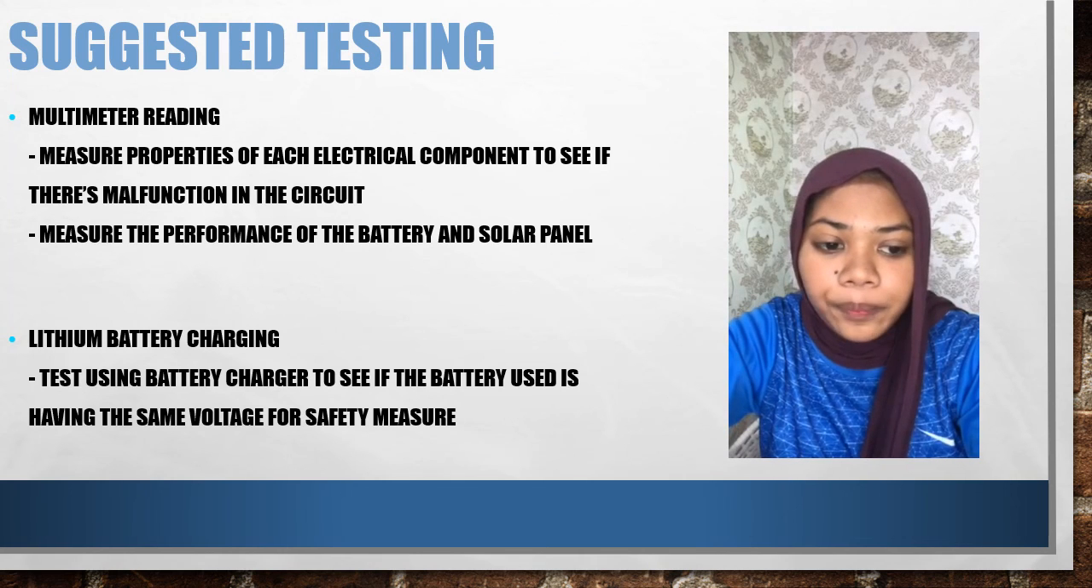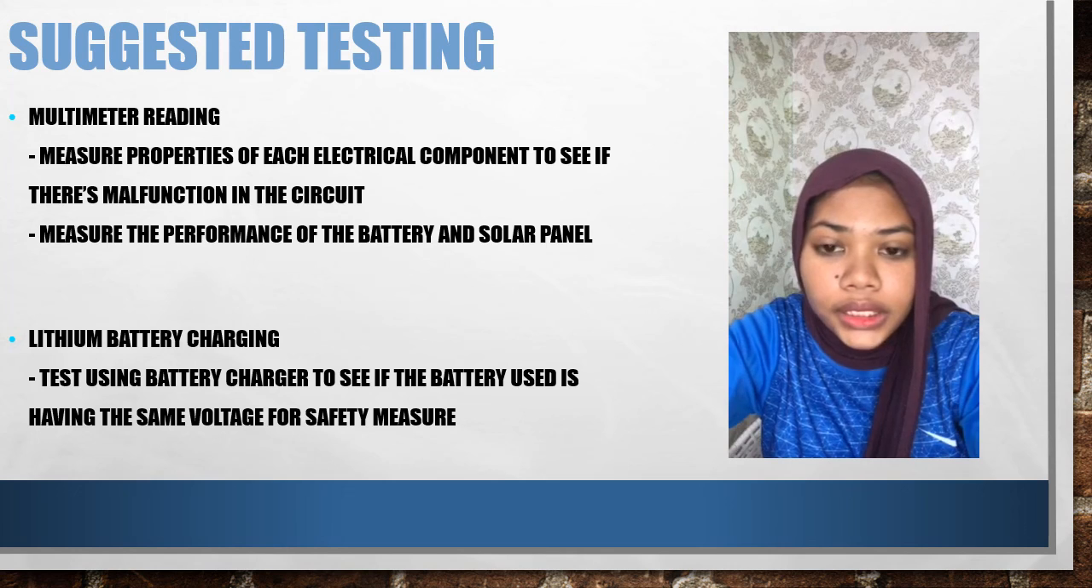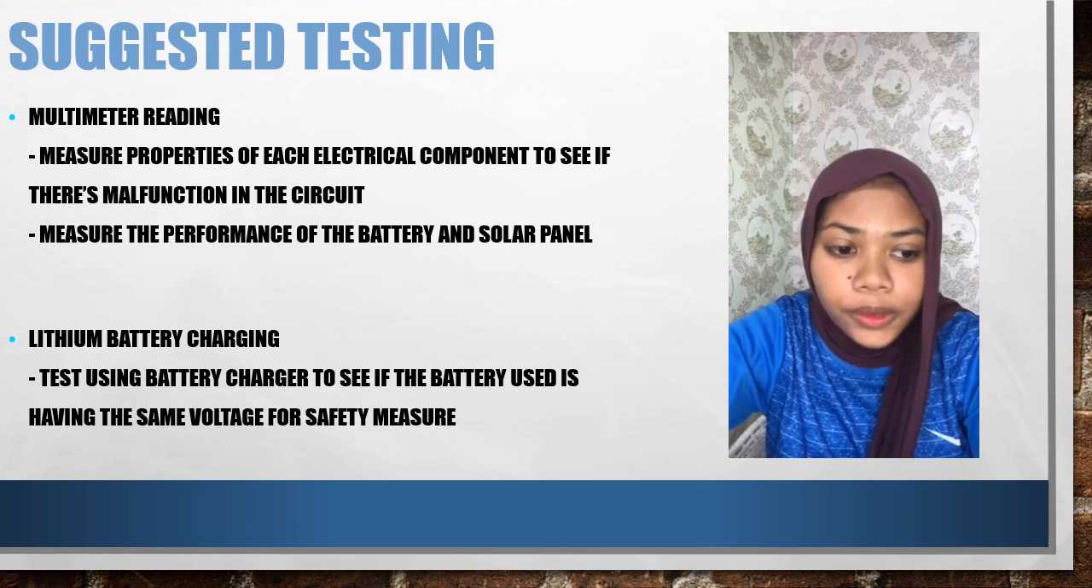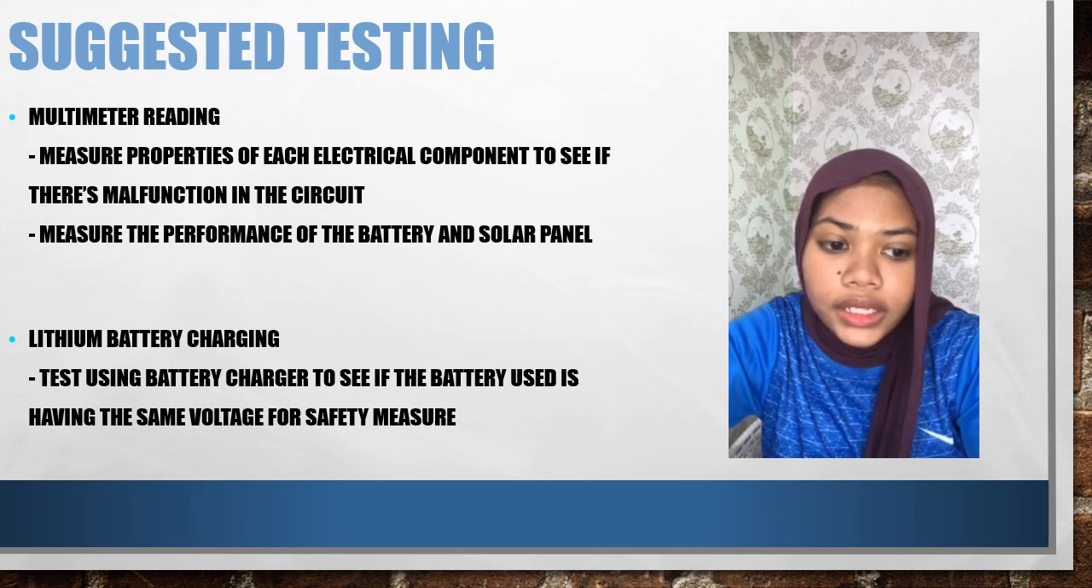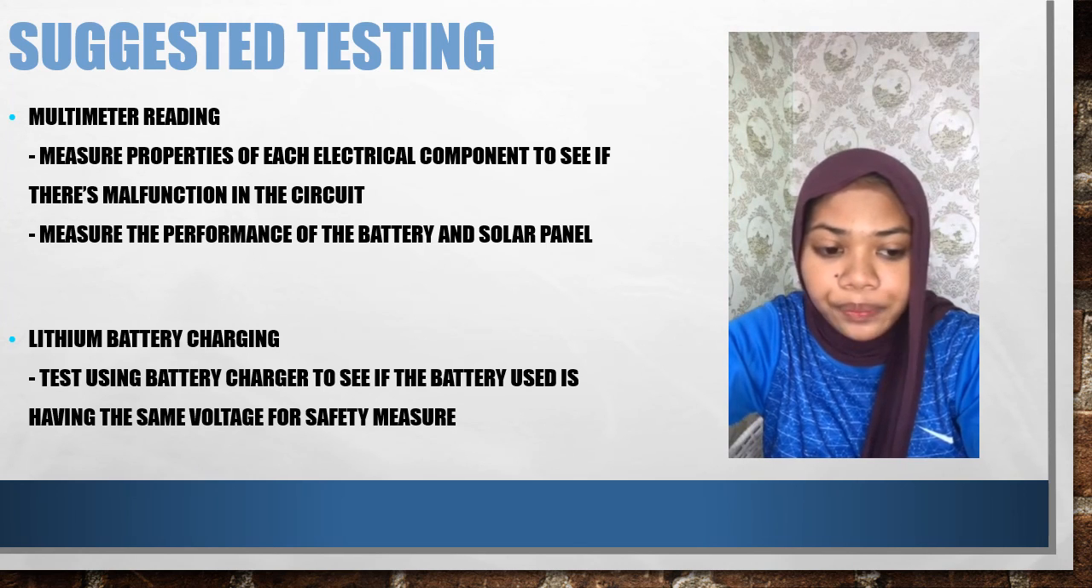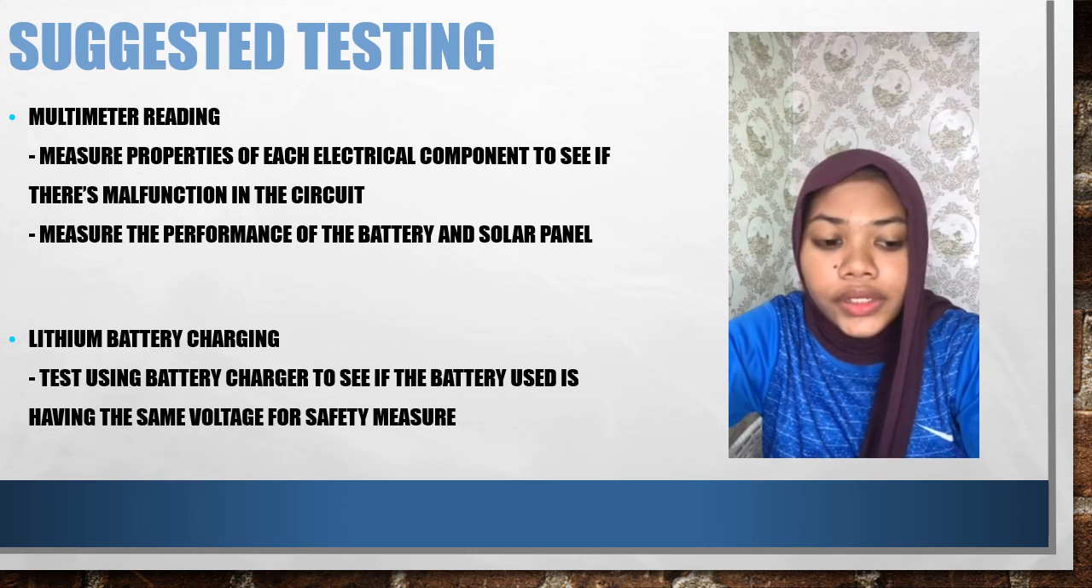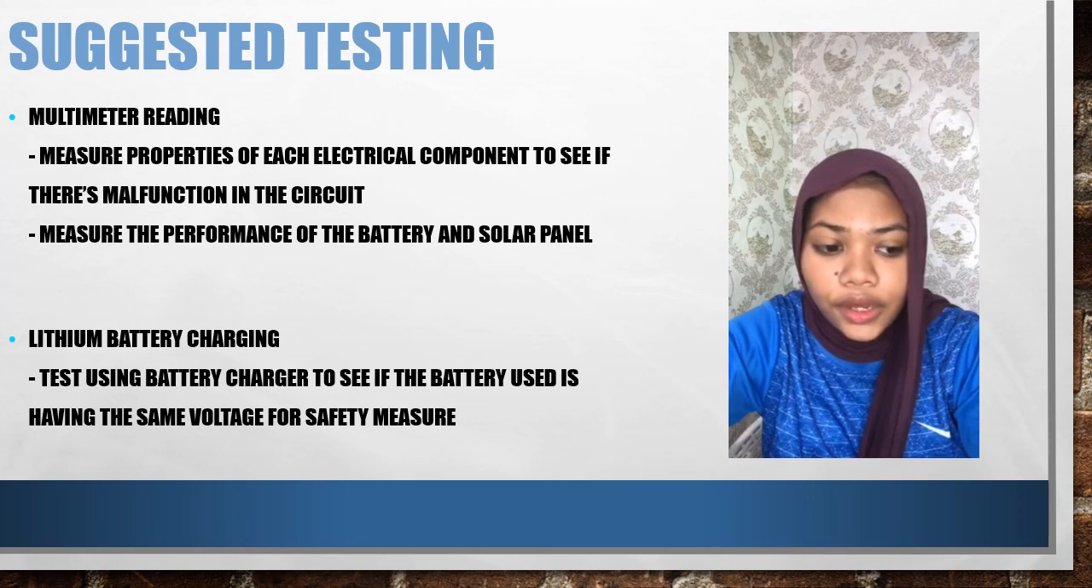Targeted testing. First, multimeter reading. Measure properties of each electrical component to see if there's a malfunction in the circuit. Measure the performance of the battery and solar panel. Second, lithium battery charging. Test using a battery charger to see if the battery used has the same voltage for safety measure.